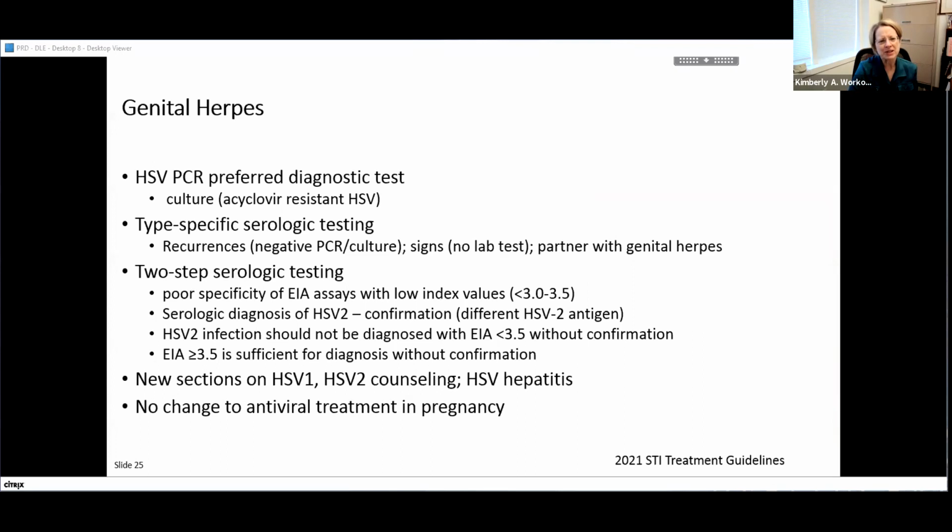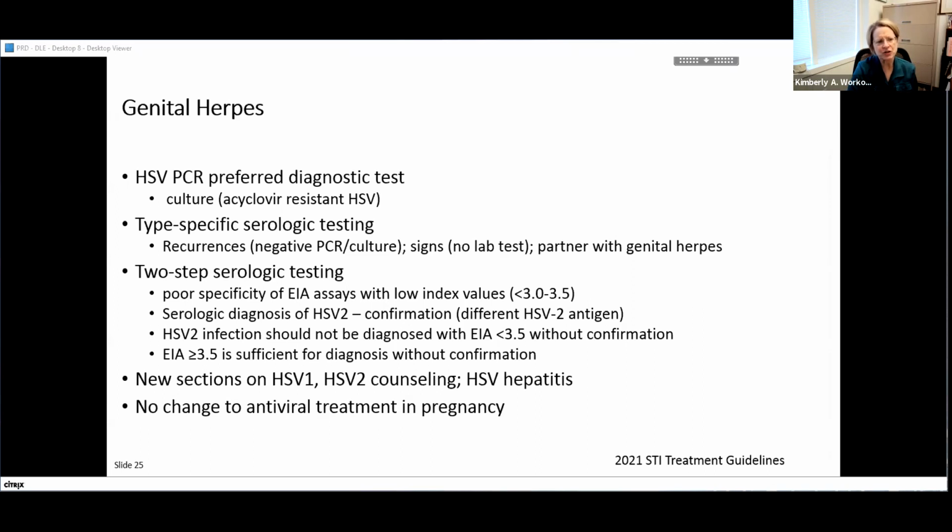When do we use type-specific serologic testing? The problem with the currently available serologic tests is that they have problems with both sensitivity and specificity. That is why there is no universal recommendation for population-based testing. The recommendations for type-specific testing include those that have recurrences with a negative PCR or culture, those that have signs but no positive lab test, and those with a partner with genital herpes.